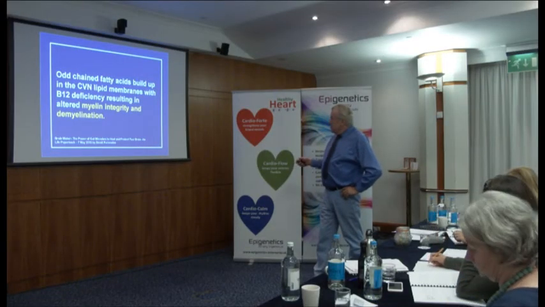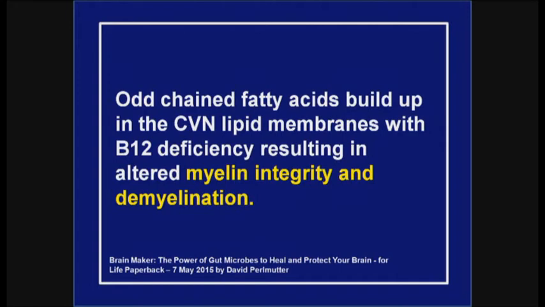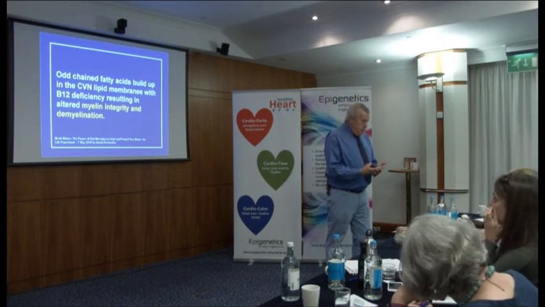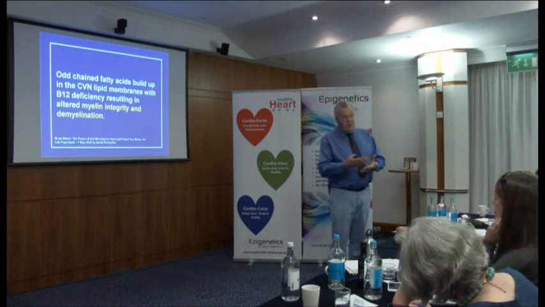Odd-numbered fatty acid chains build up in the central nervous system lipid membranes with B12 deficiency, resulting in altered myelin integrity and demyelination. That's why one of the first things with multiple sclerosis and demyelinating disease is to check the B12. And many respond quite well, and they feel much better when they take B12, have B12 injections, or better still, when they take adenosylcobalamin.